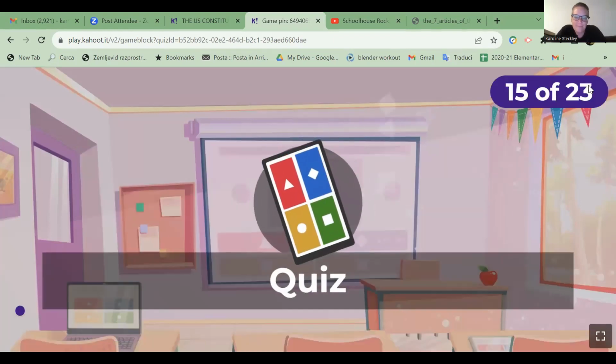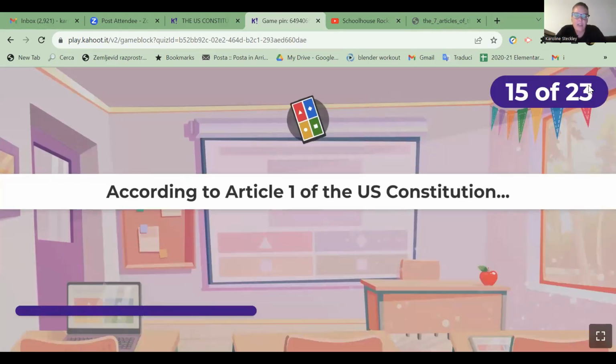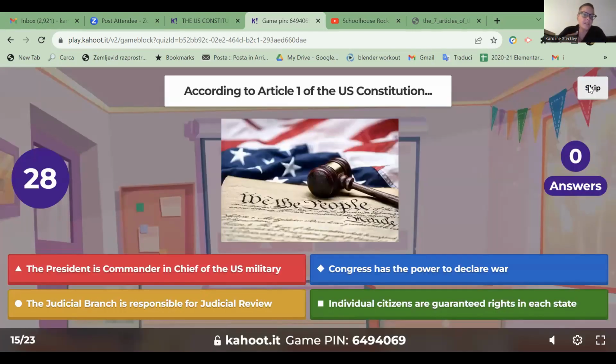Quiz. According to Article 1 of the U.S. Constitution, the president is commander-in-chief of the U.S. military. Yellow, the judicial branch is responsible for judicial review. Blue, Congress has the power to declare war. Green, individual citizens are guaranteed rights in each state.